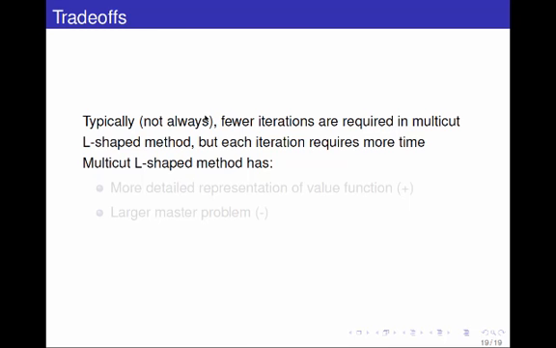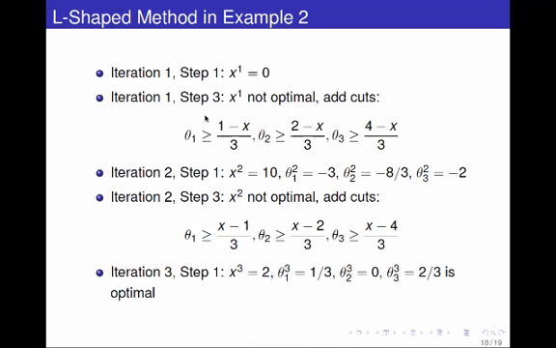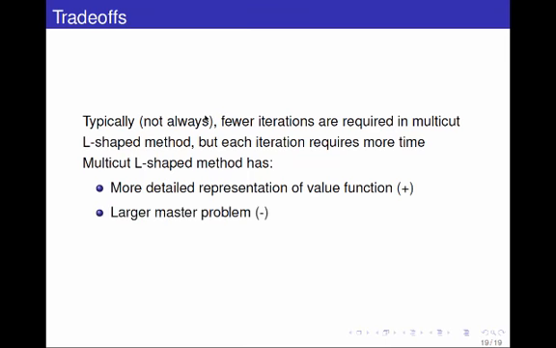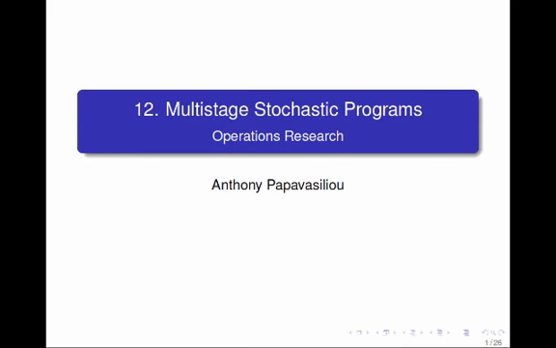Okay, so like I mentioned earlier, the trade-offs are that we have a heavier master problem, but it typically takes fewer iterations. Here we saw that it took fewer iterations. If you see the same example in the textbook for the L-shaped method, it goes through, I think, 6-7 iterations until it converges. Doesn't have to always happen. The multicut can take more iterations. In fact, there's an example in the book, but typically it takes fewer. So the trade-offs are that we have, on the plus side, more detailed representation of the value function, but a larger master problem. Okay. All right.